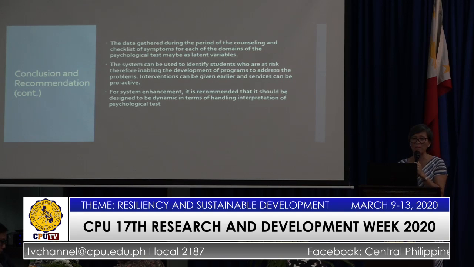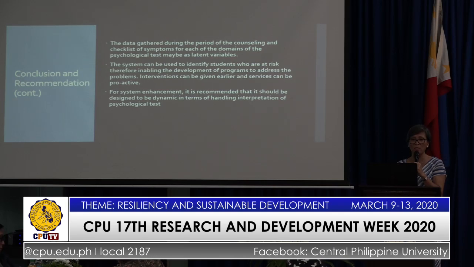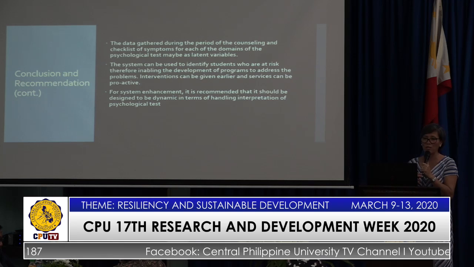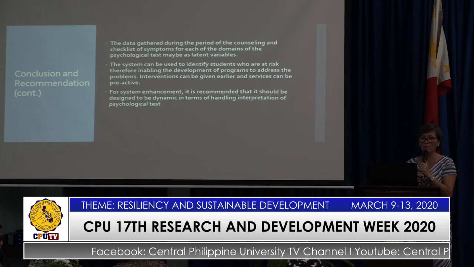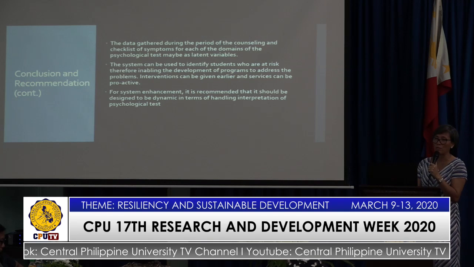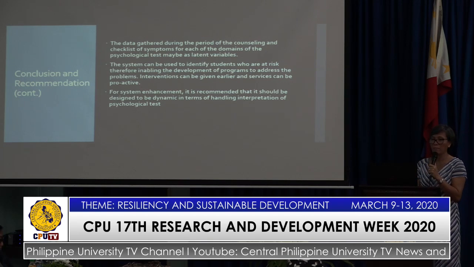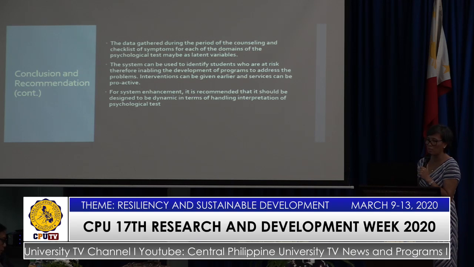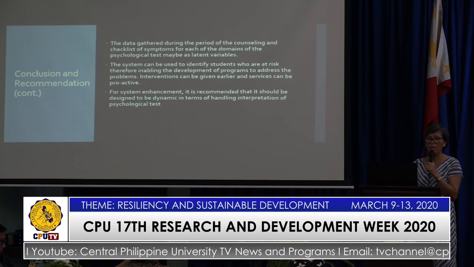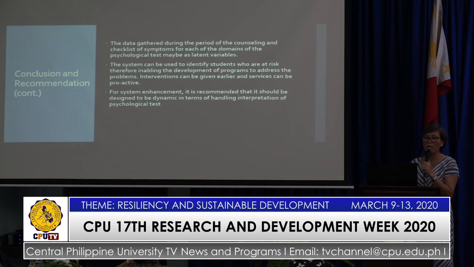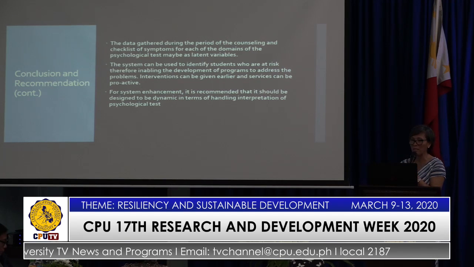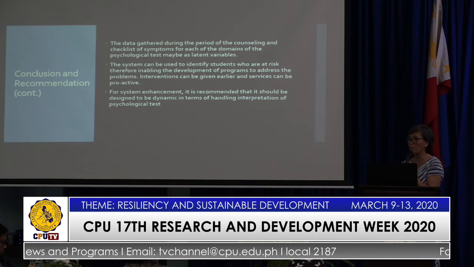Second, the system can be used to identify students who are at risk, therefore enabling the development of programs to address the problems, in which interventions can be given earlier and services can be proactive on the side of the guidance office. For system enhancement, it is recommended that it should be designed to be dynamic in terms of handling interpretations of psychological tests. So we will now proceed with the presentation of the system.